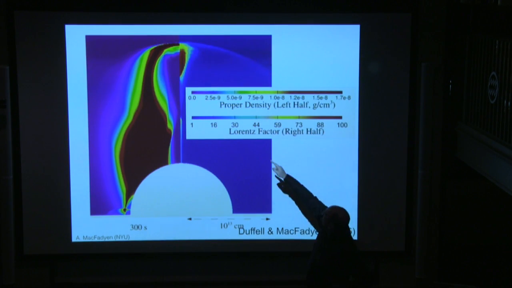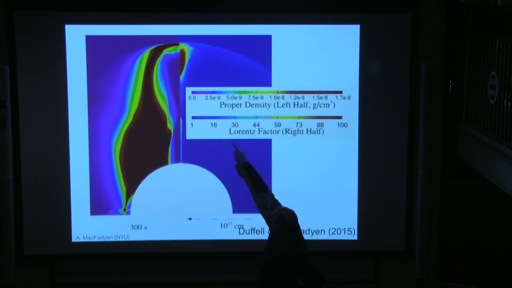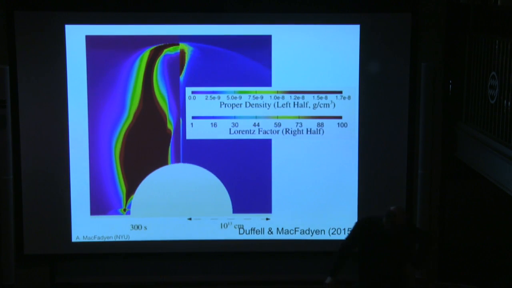And on the left, you can see the density. So it's a denser shell by only a factor of a few. So it's higher rest mass density, lower Lorentz factor. And so these things are going to collide. They have to.